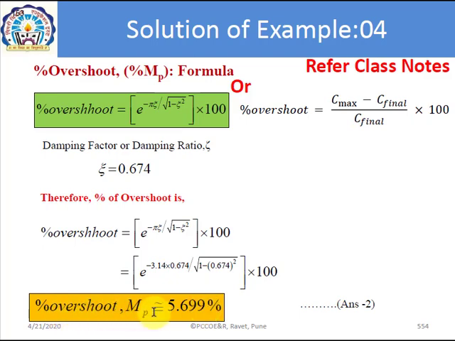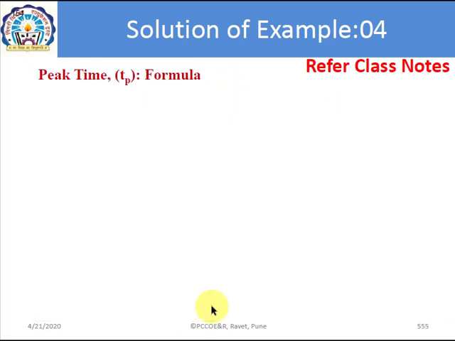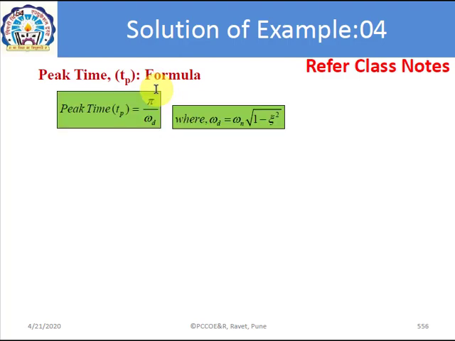The values we are calculating here are approximate values, but most closely related to the actual values. So we got percentage overshoot Mp approximately equal to 5.699%. Next is the peak time. Now we know that the peak time is the time where the first overshoot occurs. That can be determined by using this formula.